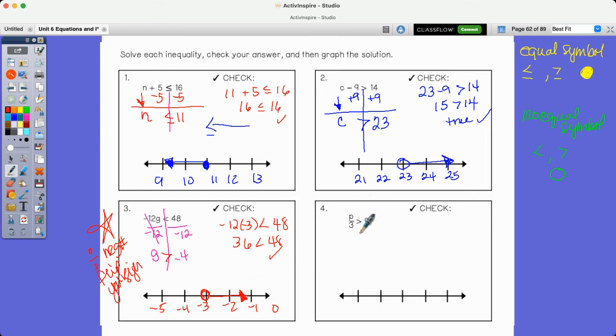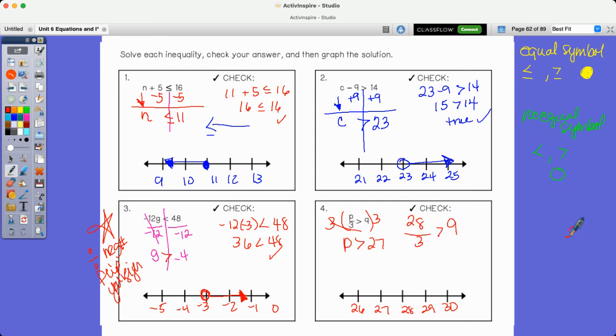Okay, let's take a look at this one. This is division. What is the opposite of division? Multiplication. So I'm going to multiply both sides by 3. I get P is greater than 27. So I'm going to write my numbers here, 26, 27, 28, 29, 30. What number is greater than 27? Let's use 28. So I have 28 divided by 3 is greater than 9.